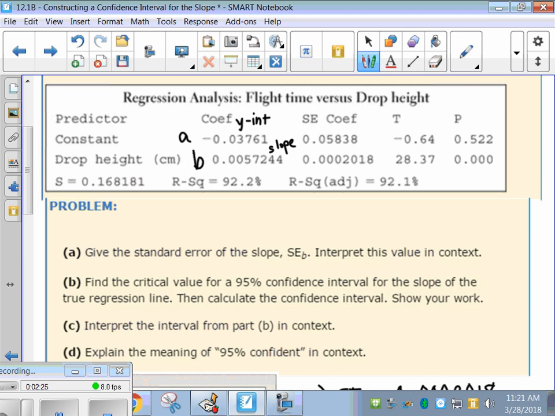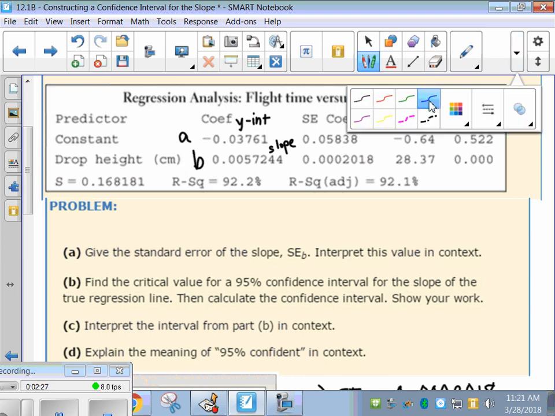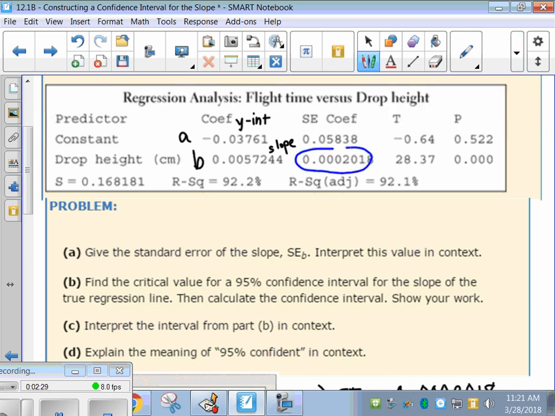Okay. And the other important piece for confidence intervals is this one right here. So notice this is all slope going across. This is also slope. And then I have SE, which is standard error. So this one's standard error of the y-intercept. This one is standard error of the slope. This is the one we're going to use right here, which is SEB.